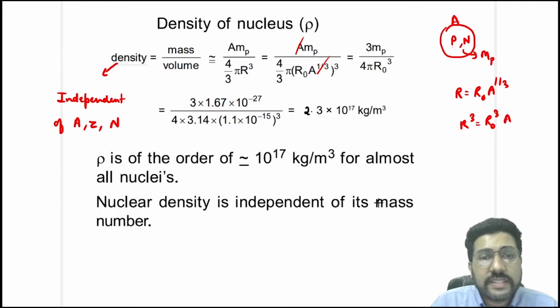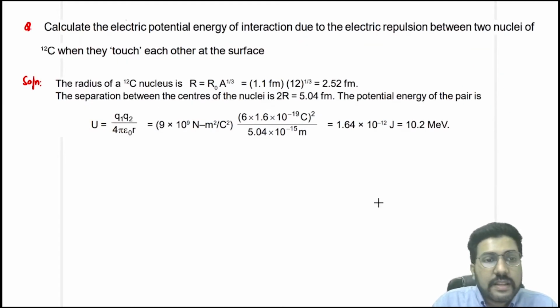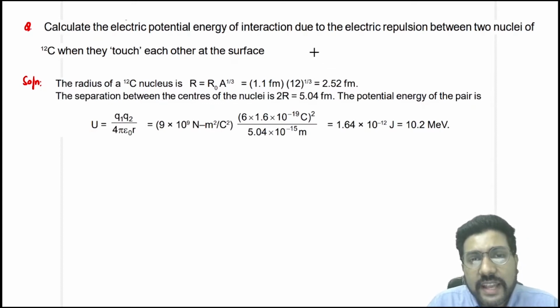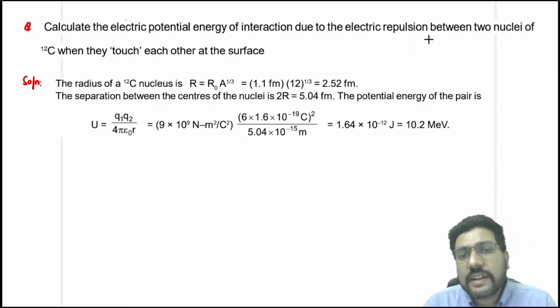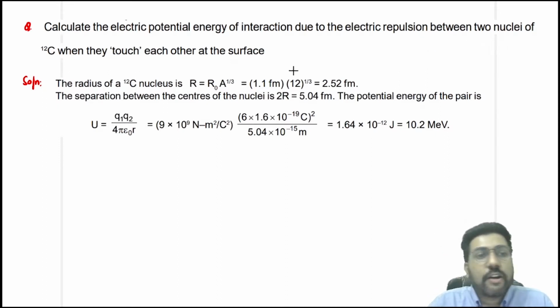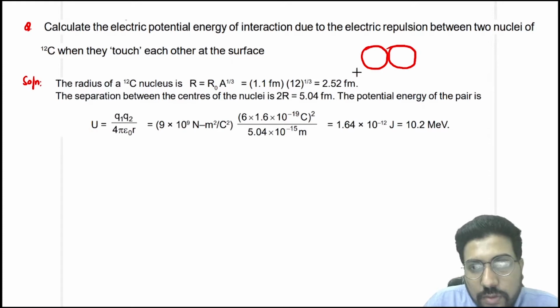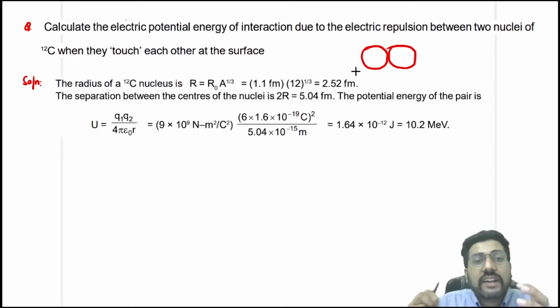We have already discussed this. So in this question, they are asking you to calculate the electric potential energy of interaction due to the electric repulsion between two nuclei of C-12 when they touch each other. So the two nuclei of C-12 are touching each other.